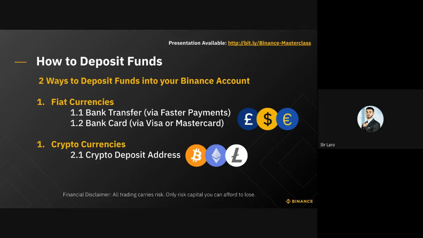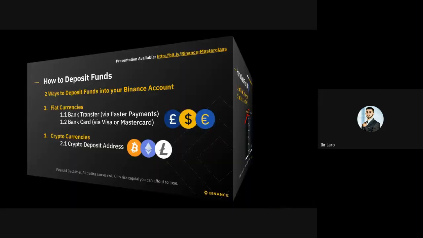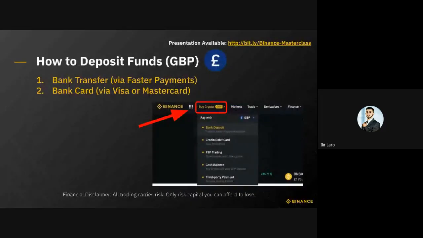Essentially, there are two ways to deposit fiat currencies. There's bank transfer, which is via Faster Payments, and then there's the bank card, which is via Visa or MasterCard. The second way to deposit funds is through cryptocurrencies, and we use something called a crypto deposit address, which I'm going to touch on later in this section.